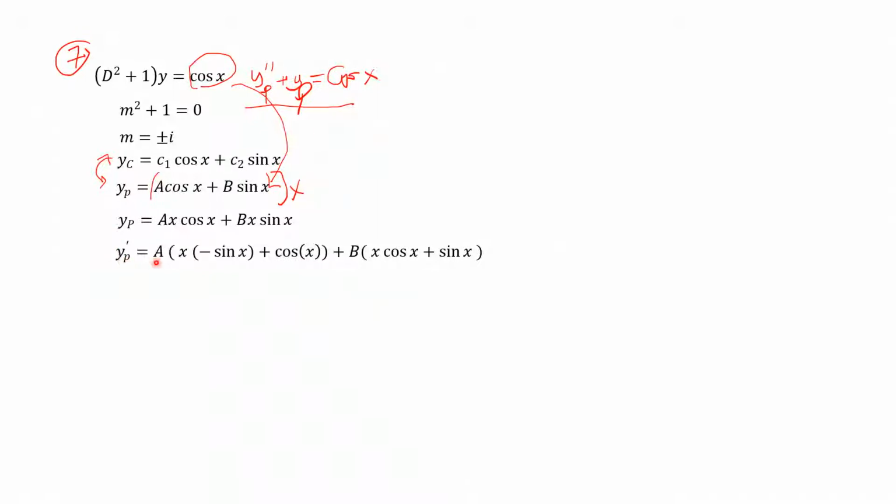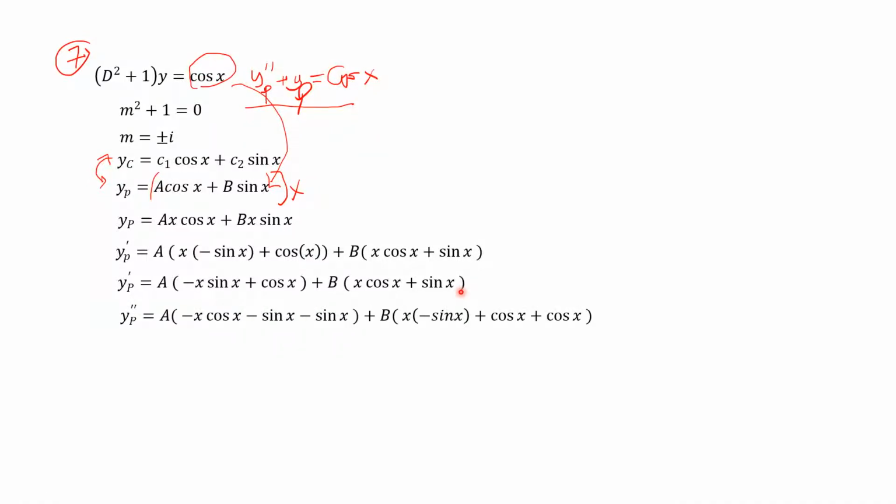What is your yp prime? Your yp prime is a times the derivative of a product here. This is x times negative sine x plus cosine x times the derivative of x, which is 1, plus b times x times the derivative of sine x, which is cosine x, plus sine x times the derivative of x, which is 1. Simplifying, we have yp prime is a times negative x sine x plus cosine x plus b times x cosine x plus sine x.